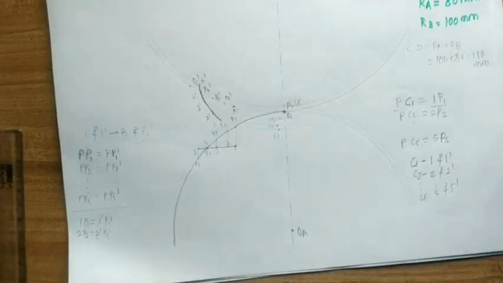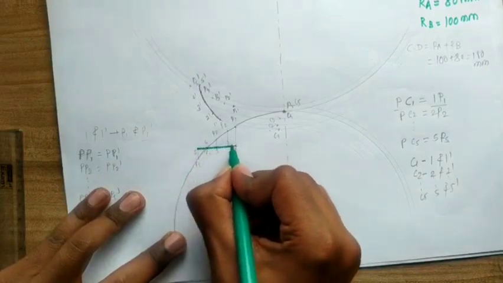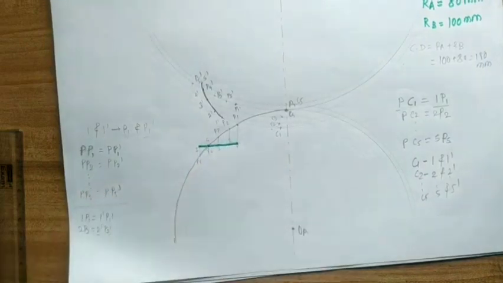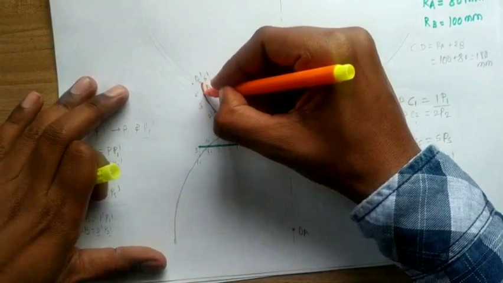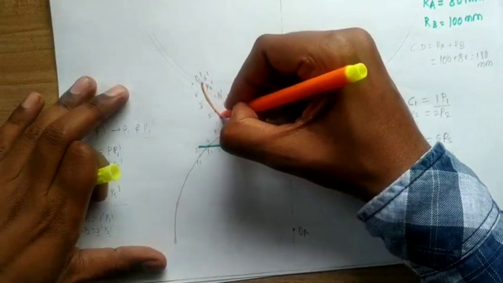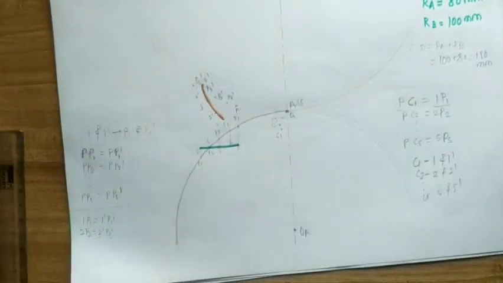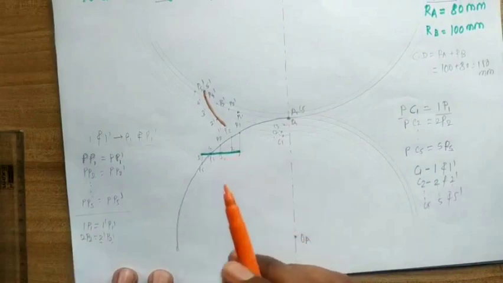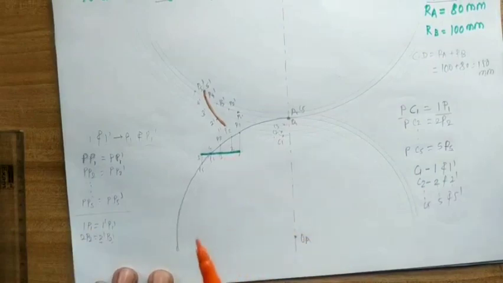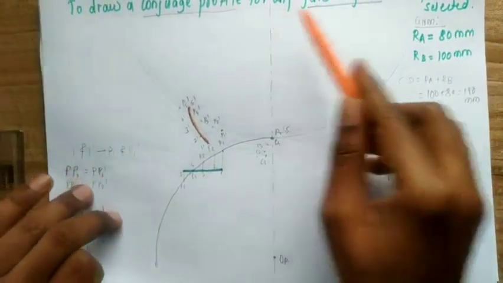Means I select this profile, and with reference to this profile, I obtain the corresponding conjugate profile. This is the shape of the conjugate profile obtained by the procedure we followed. This is the conjugate profile for a general gear tooth profile selected, which was a straight line. I'll explain briefly the step-by-step procedure. This was our aim, to draw a conjugate profile for any general gear tooth profile selected.